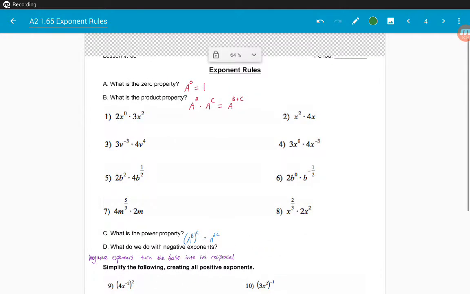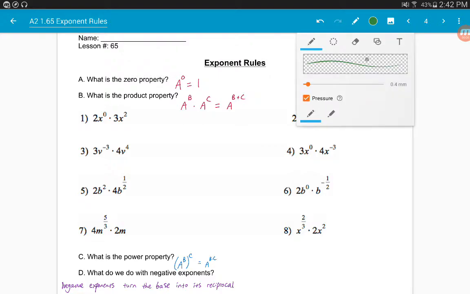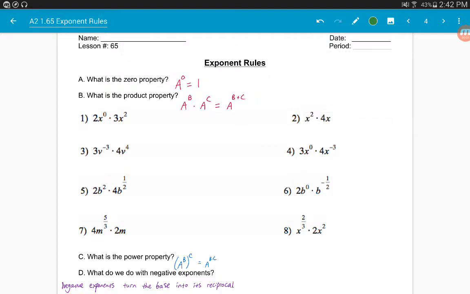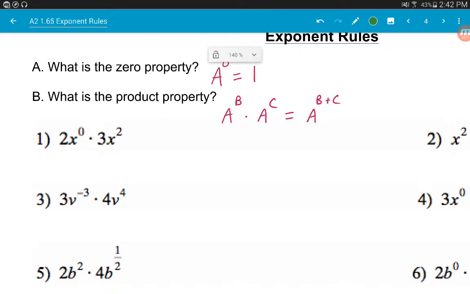Here's a quick video summary of lesson 65, which is the exponent rules. So this is a throwback to Algebra 1, when you originally learned the exponent rules, possibly even 8th grade math. So I'll go through these real quick. I'll give you an example of each. I'm going to do them all right on the page in the interest of time.